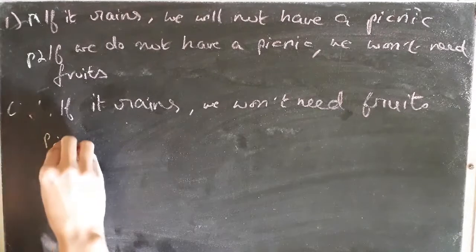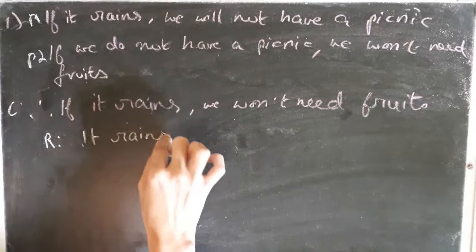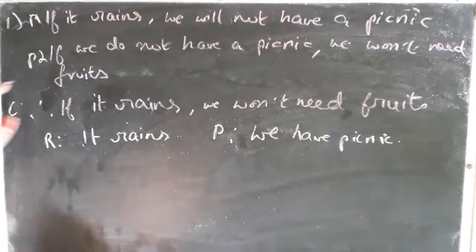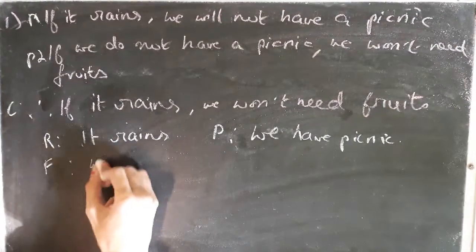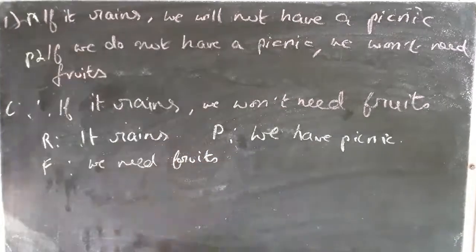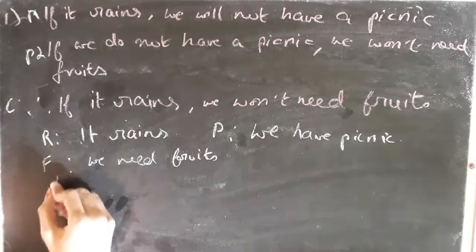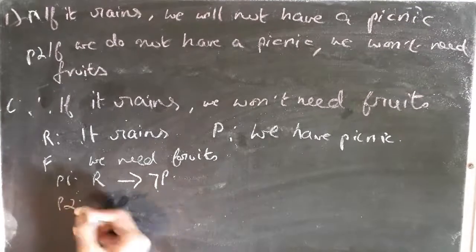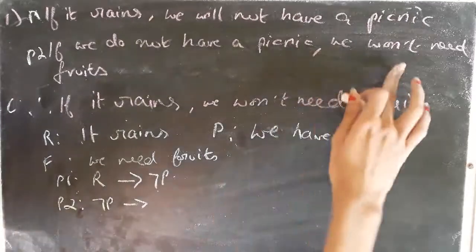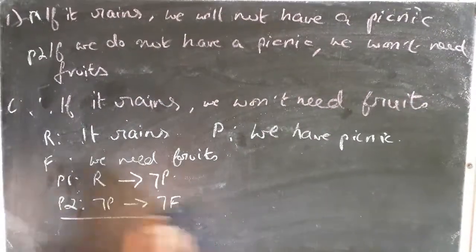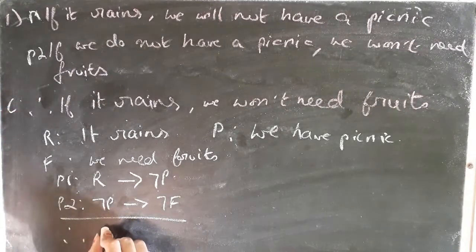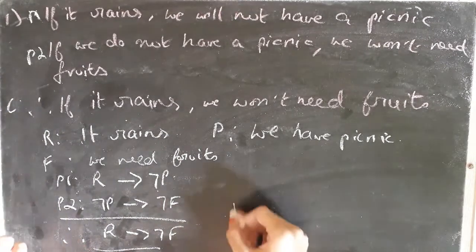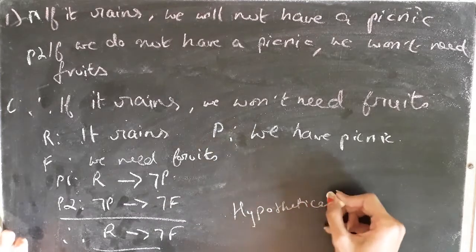So how can we write it in the form of premises and a conclusion? Firstly, let R denote it rains. Let P denote we have a picnic, and let F denote we need fruits. How can we build the argument here? P1 is, if it rains, then we will not have a picnic, right? What is P2 here? If we do not have a picnic, we will not need fruits. Therefore, if it rains, we will not need fruits. Is this argument valid? Yes, it is very much valid. By which law? By which inference rule? Hypothetical syllogism.